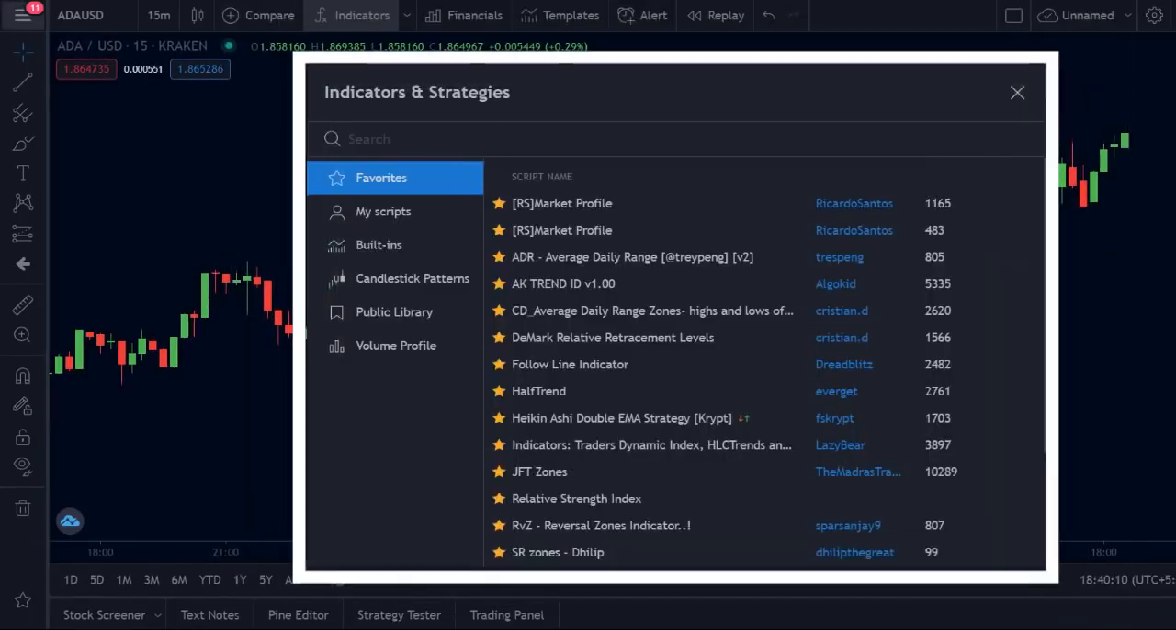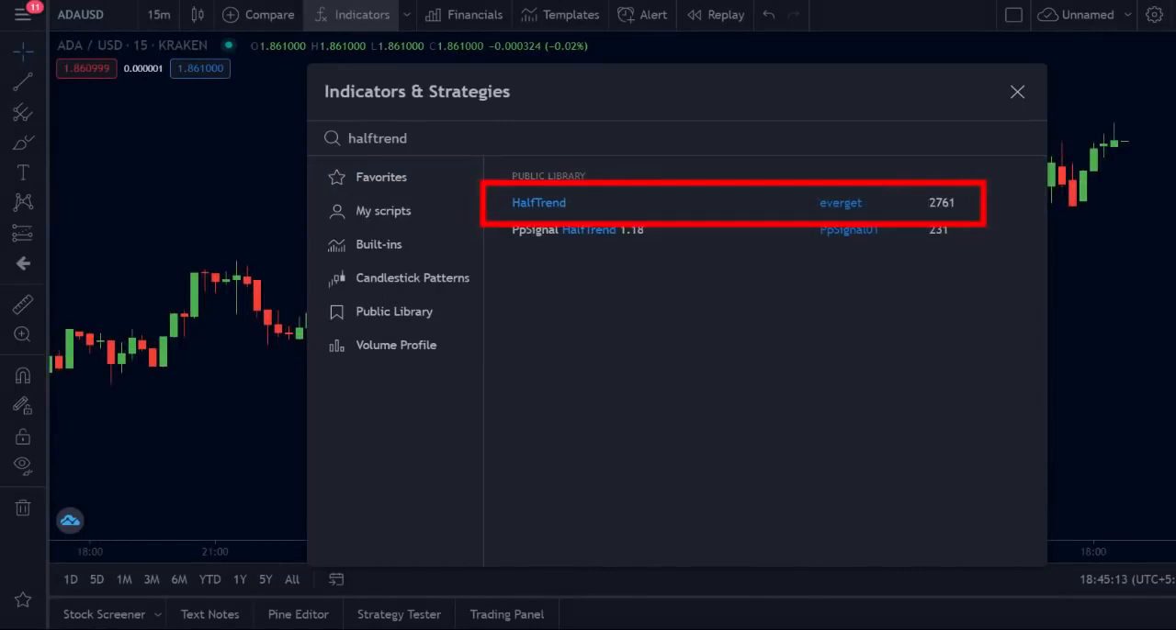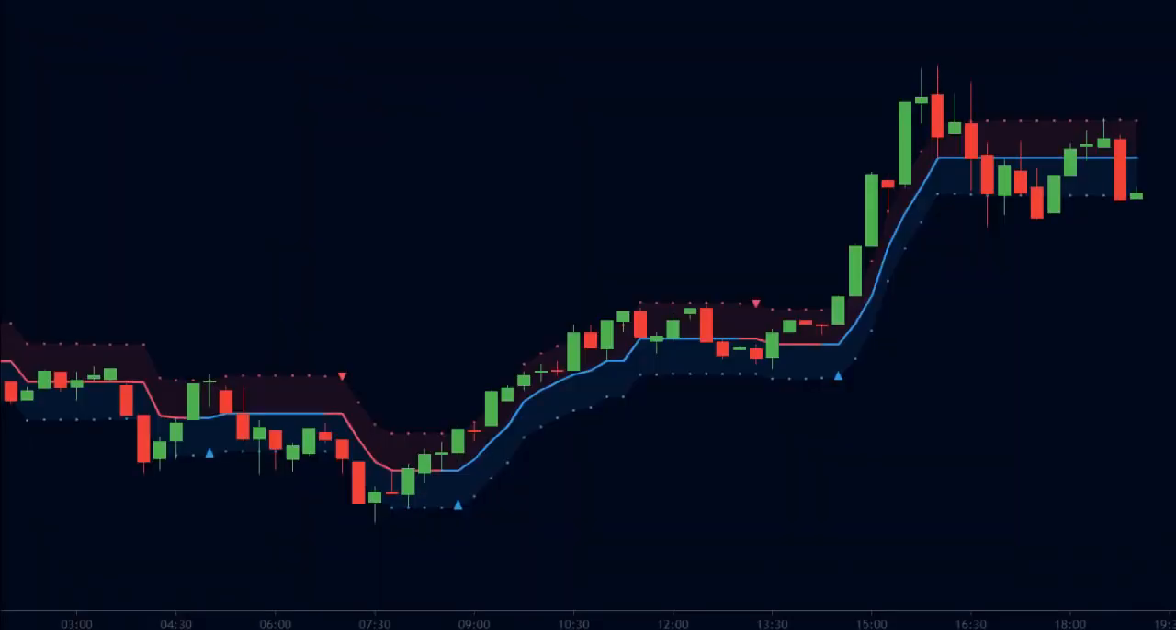A small window like this will appear. Then, type in half-trend in the search bar. Now, click on the first indicator. Make sure that the name of the creator is Everget. Now, you have successfully plotted the indicator. This is how the indicator will look. If you are using any other trading platform, then just Google the indicator and download it for your particular trading platform. But in my opinion, using TradingView is much easier.